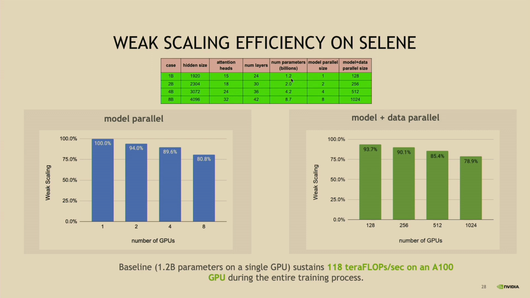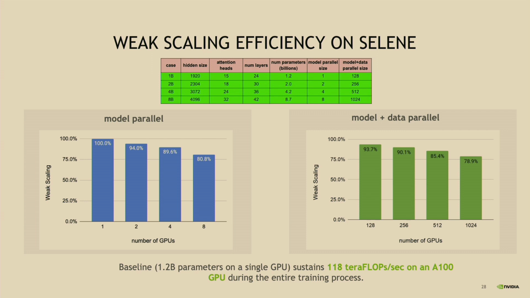And this case also achieves a good utilization. It achieves 118 teraflops per second on an Ampere A100, which is 38% of the peak theoretical flops. Again, this is the flops end-to-end, so we include all the data loading and all other pieces as well.